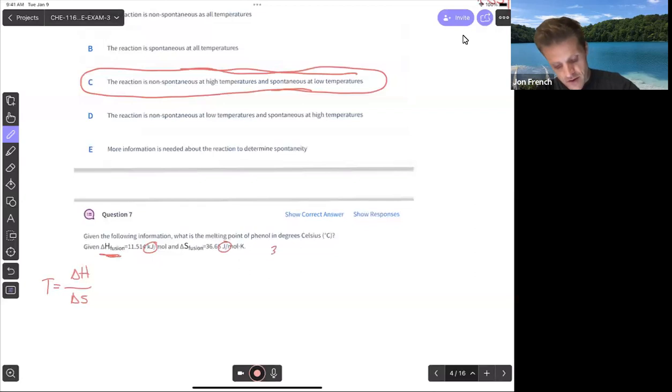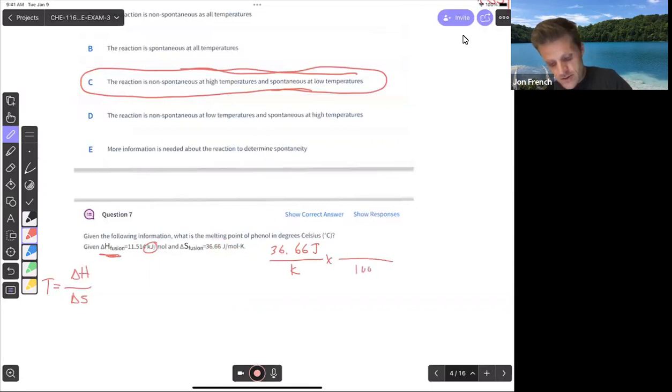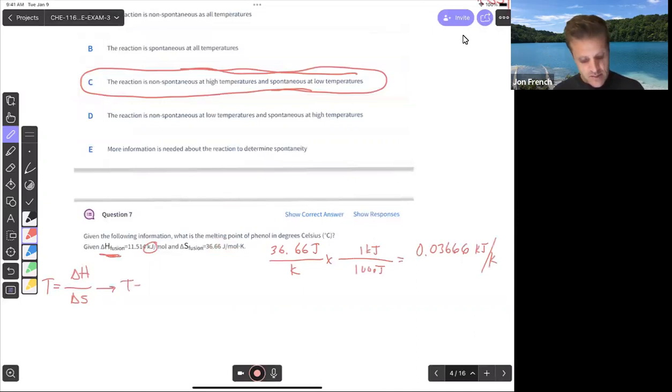So we've got 36.66 joules per Kelvin. We know there's 1,000 joules in 1 kilojoule, so we divide by 1,000: 0.03666 kJ per Kelvin. So now I can find my temperature. Temperature equals my delta H, 11.514 kilojoules, over my entropy, 0.03666 kJ per Kelvin.